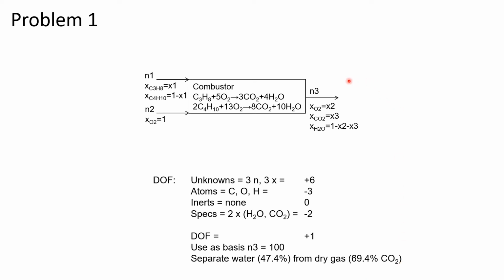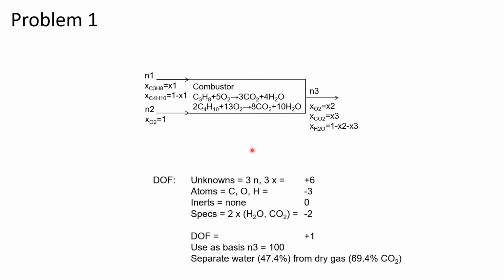I want you to take a moment now and redraw this process flow diagram. In particular, the product stream coming out over here. Replace that with two streams, one which is the water, another which is the dry gas, and label those streams given the composition information you have down here.